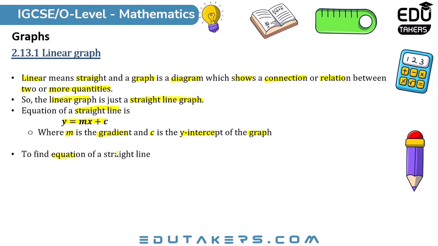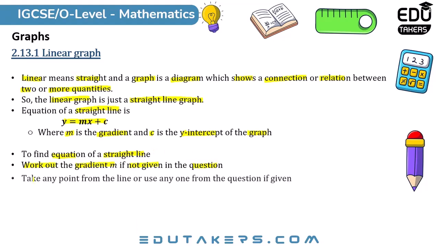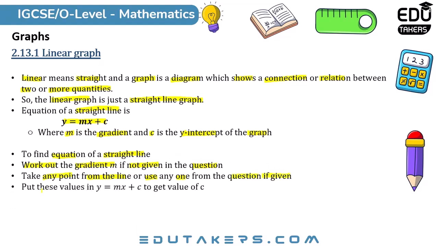To find the equation of a straight line, work out the gradient m if not given in the question. Take any point from the line or use any one from the question if given. Put these values in y equals mx plus c to get the value of c. Now use the values of m and c to represent the equation of the line.